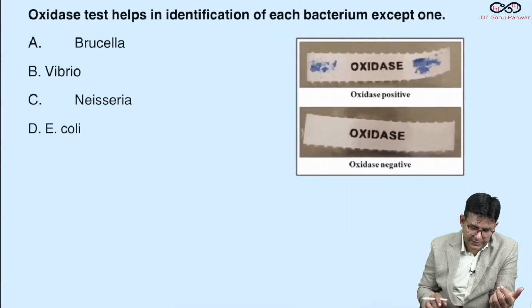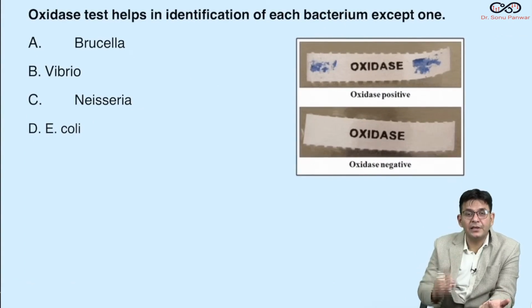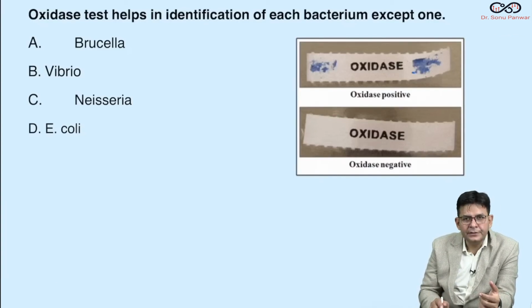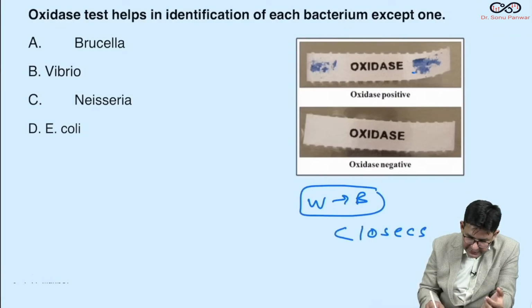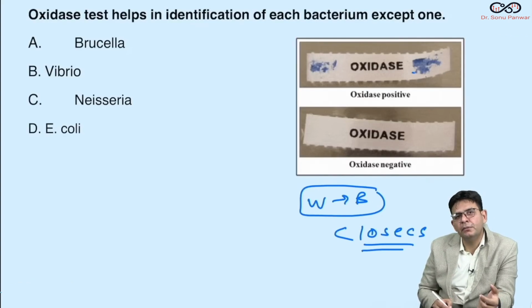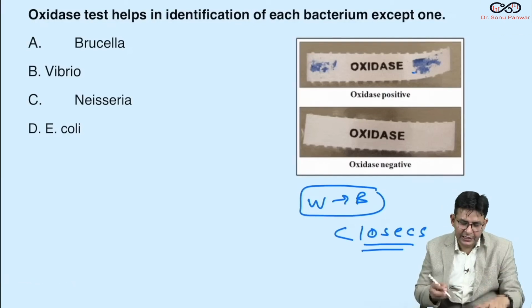Now, just now we have talked about oxidase. Oxidase is actually what I should tell. Oxidase is this white strip which changes to blue within 10 seconds. This particular one changes to blue within 10 seconds, and this is what is termed as oxidase positive. And the bacteria which we just discussed are strongly oxidase positive and catalase positive both. So answer to this question, can you tell me?